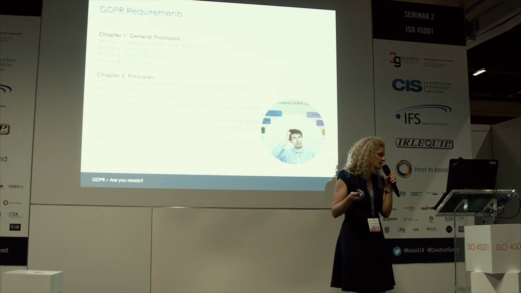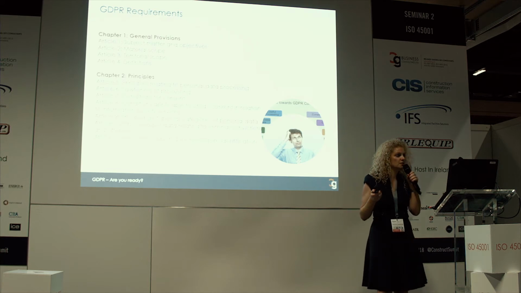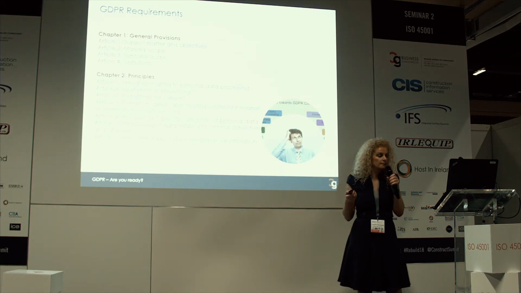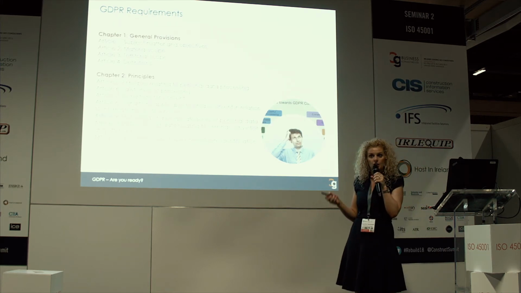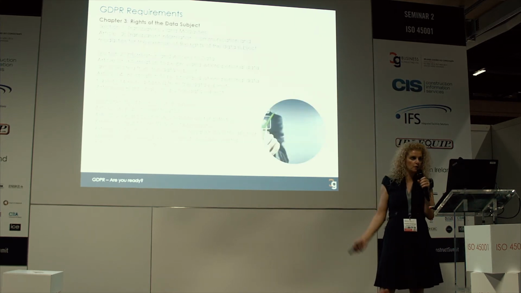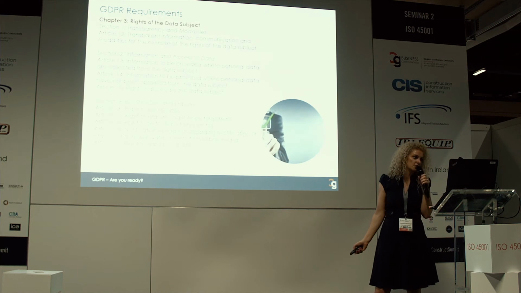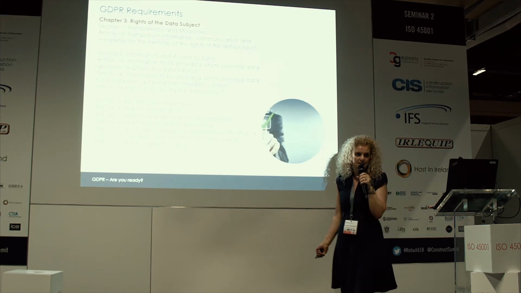So chapter 1 is basically all about the subject matter and objectives. It's like an introductory, okay? Chapter 2 is all about the principles. So they're the 6 principles that I just gave you an overview of. I'm more interested in chapter 3, the rights of the data subject.